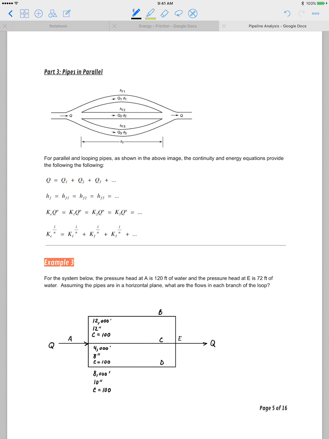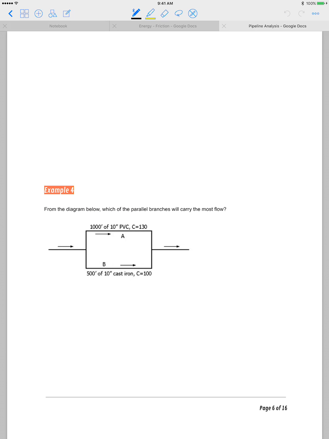We do see C values in this problem, so we know we're going to be using Hazen-Williams. We're learning that there's pressure involved, so I'm thinking the Bernoulli equation as well, right? This is where my mind is working. So let's take a look at the energy equation, right? At A and E. So let's go ahead and write them down. We know what this is, but you have to write them down.